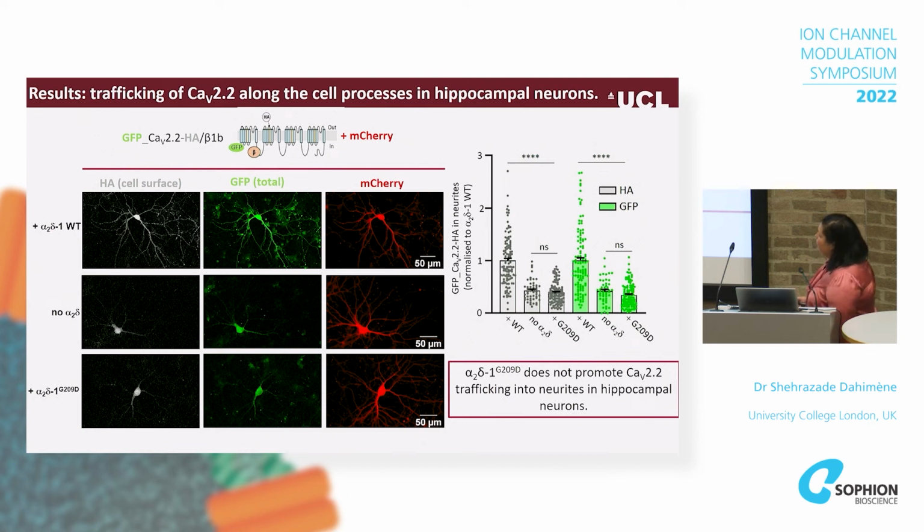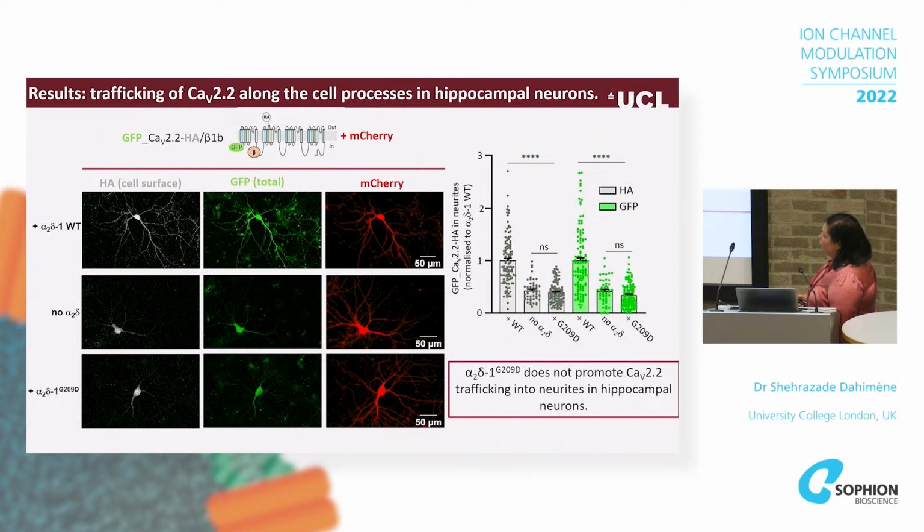These are hippocampal neurons that have been transfected with exactly the same construct, double-tagged CAV 2.2, together with the beta subunit. mCherry was used as a transfection marker. We used exactly the same conditions, plus wild type alpha 2 delta 1, and mutant alpha 2 delta 1, compared to no alpha 2 delta condition.